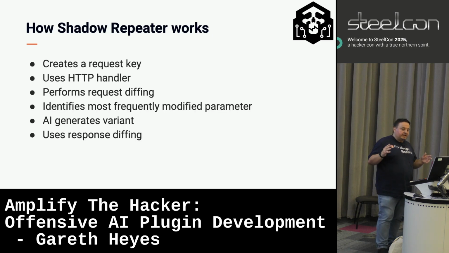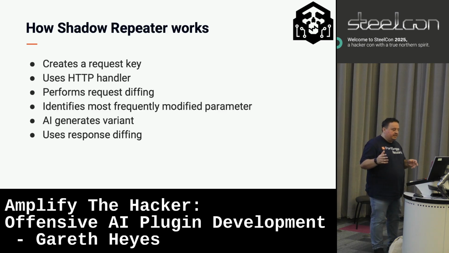It first creates a request key from the host and parameter names, and then uses an HTTP handler to monitor Repeater traffic. It builds a request history for each key, and then performs request diffing and sends the parameter to the AI. The AI then generates a variant, and then response diffing is used to determine if you were successful.